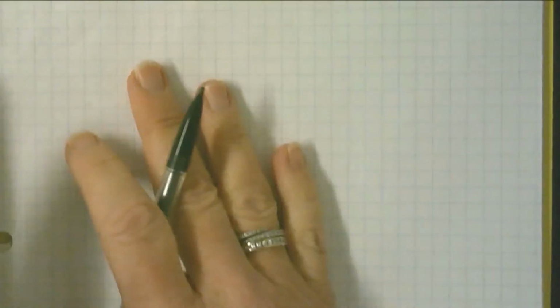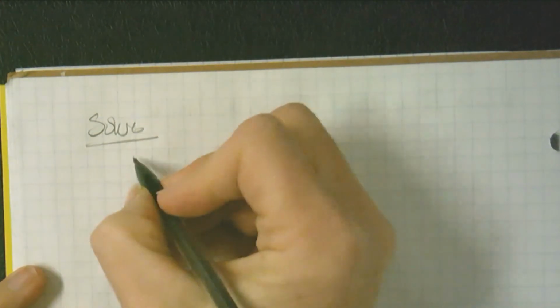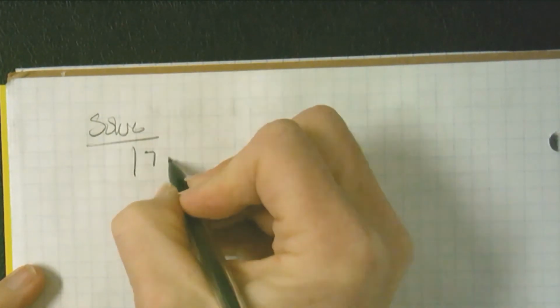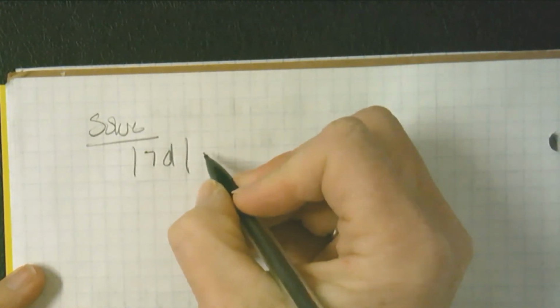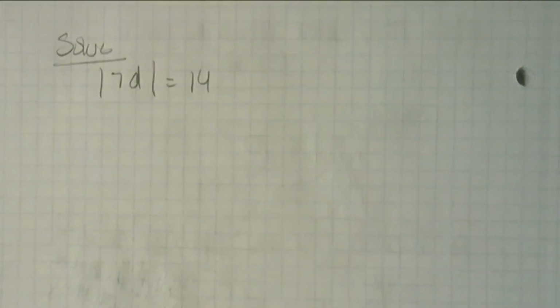Okay, so let's do another one. I want you to solve the absolute value of 7d is equal to 14. All of you solve this, please.